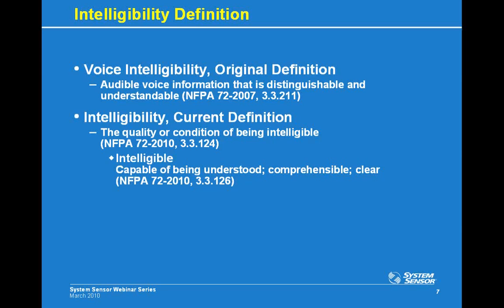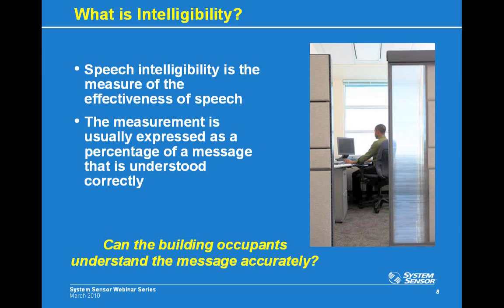So as an easier way to look at intelligibility, I look at it as a measure of the effectiveness of speech, which is usually looked at as a % of the message that is understood correctly. When I think about intelligibility, what I want to know is that the occupants of a building can understand the message accurately and are able to take whatever action is necessary based on that message. So there are a lot of different factors that will play into whether or not a message is intelligible. So before we go further into the code, I'm going to take a look at some of those factors now.